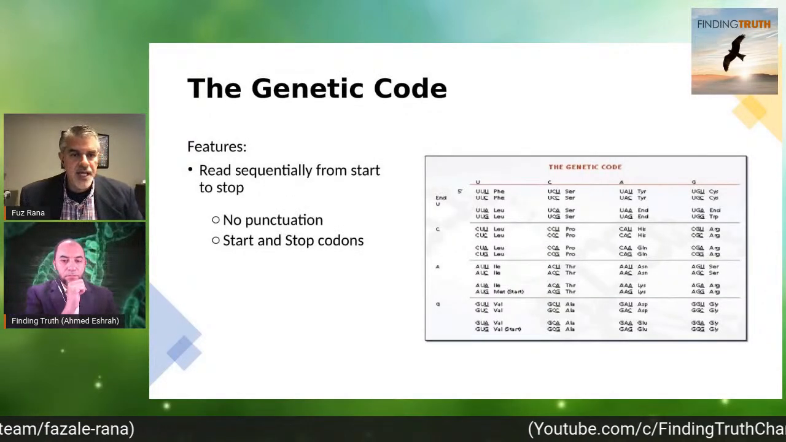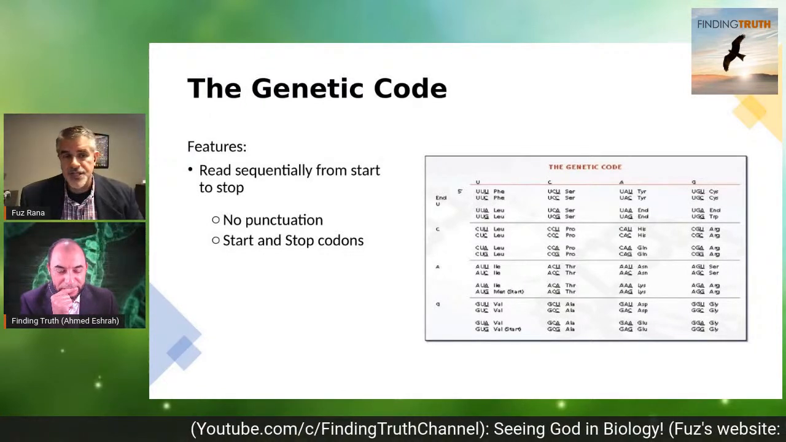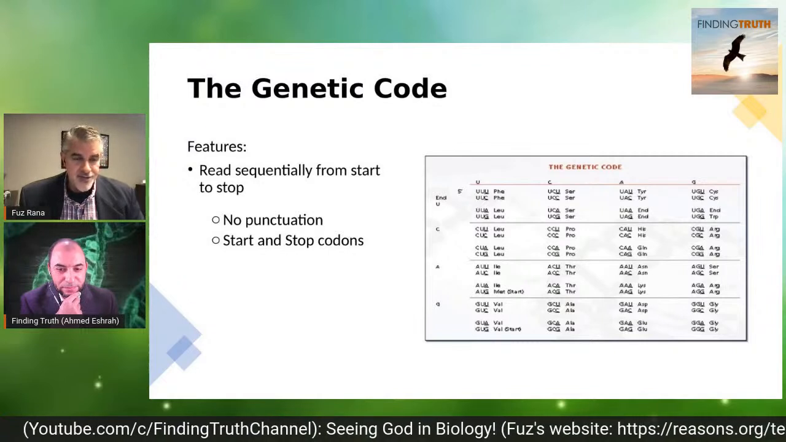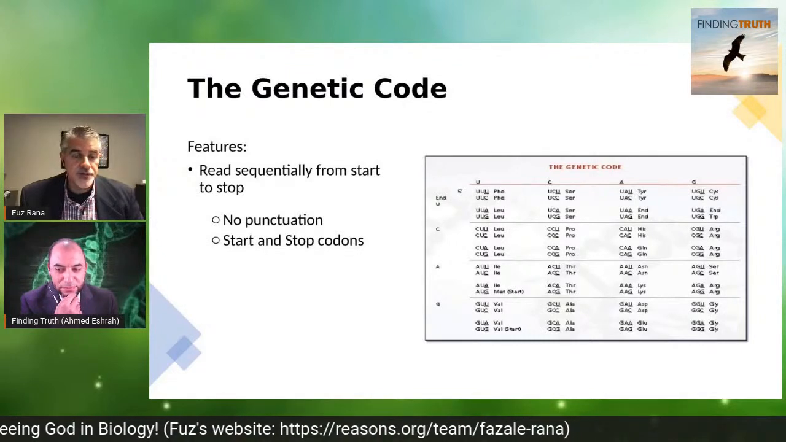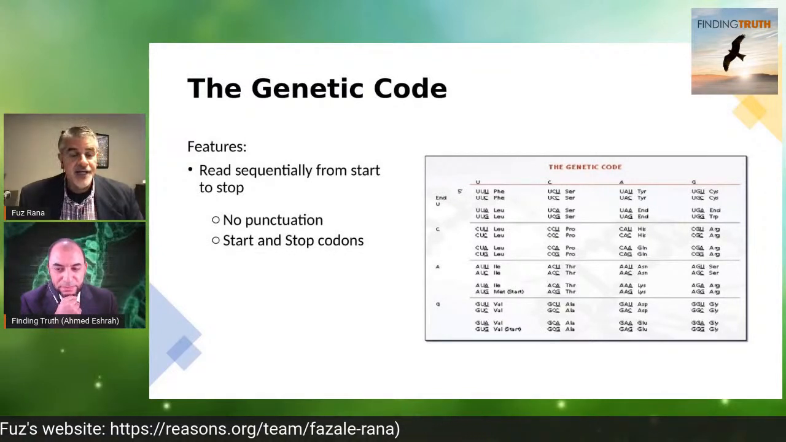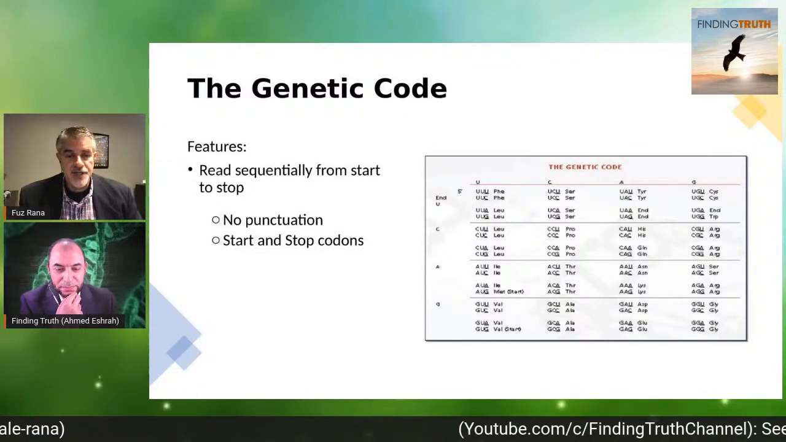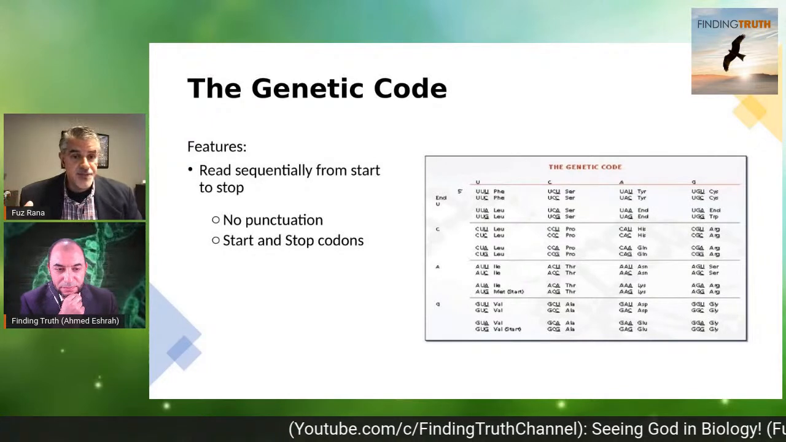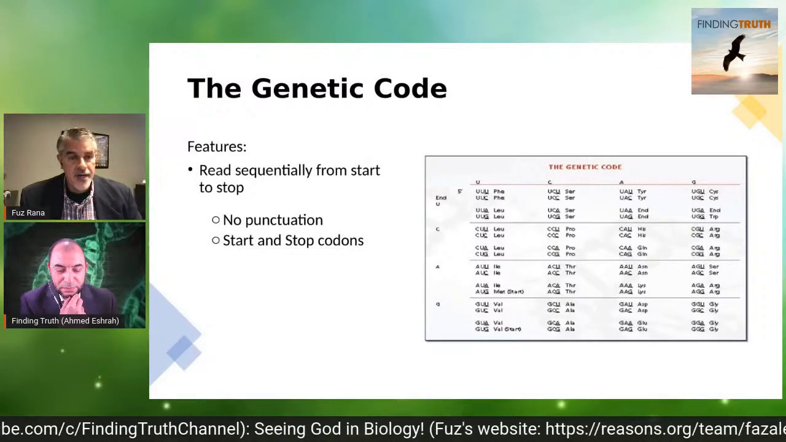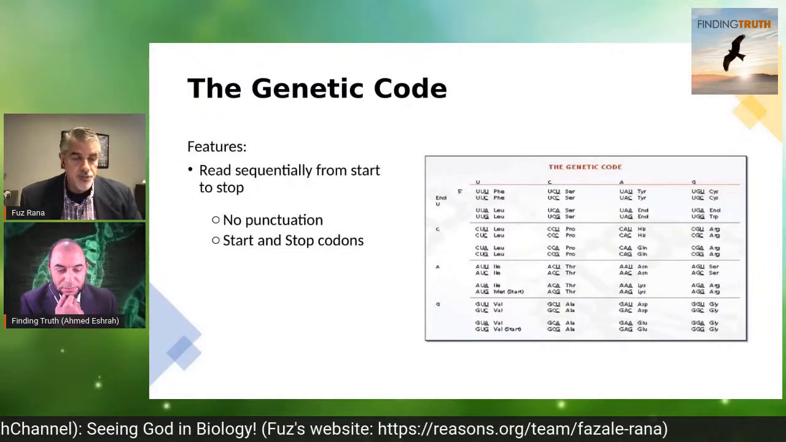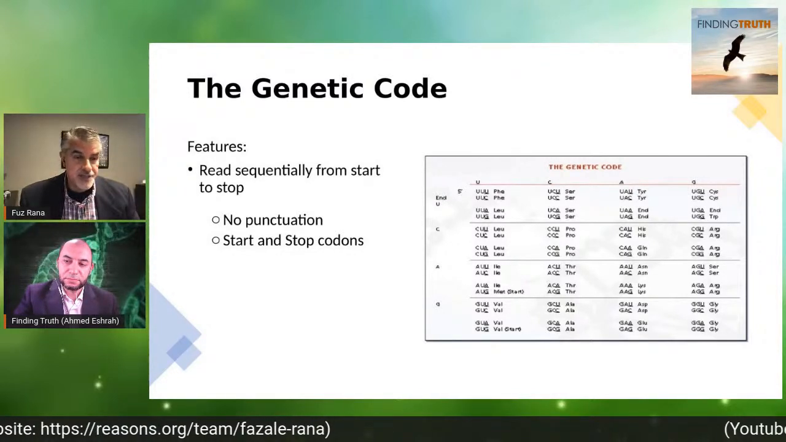Now, what we see here is that the genetic code is read sequentially from start to stop. So there's no punctuation, there's no interruption in the sequence of coding units. It again goes from start to stop, but you do actually have start and stop codons. These are codons that specifically tell the cell's machinery, this is where to begin reading the information in RNA as we begin to translate it to produce proteins, and this is where essentially the sequence stops.